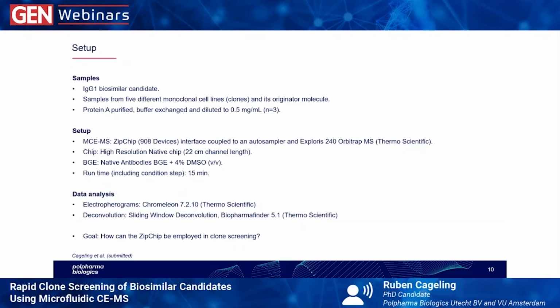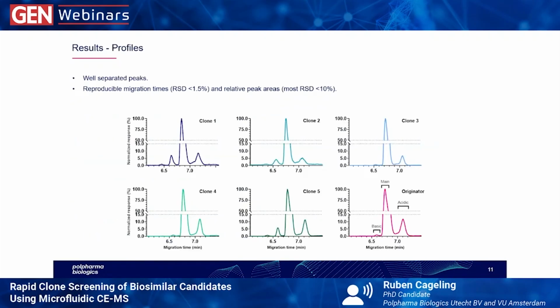So the goal was really: how can we use the ZipChip in clone screening? Well, let's first look at the profiles. As you can see, we have 6 different profiles here. The basic species migrate before the main peak because they have a higher electrophoretic mobility, as they are more charged compared to the main peak. Conversely, the acidic peaks migrate after the main peak because they are less charged compared to the main species.